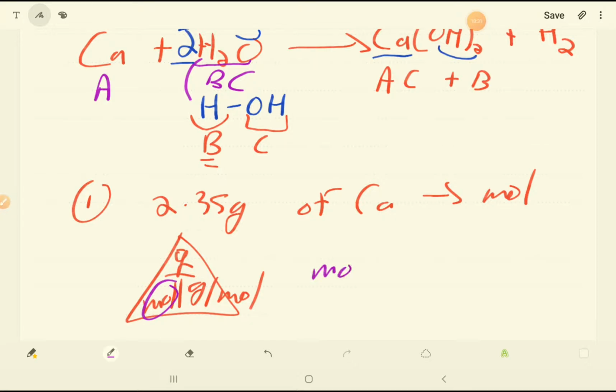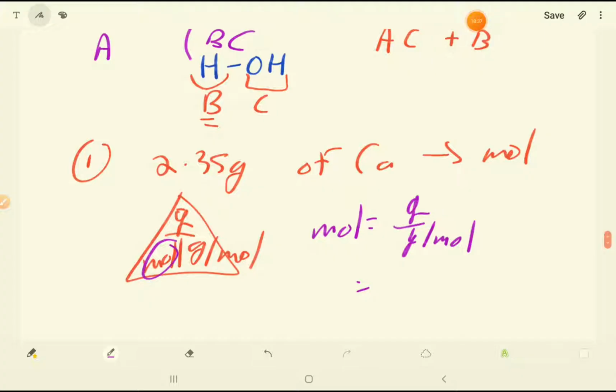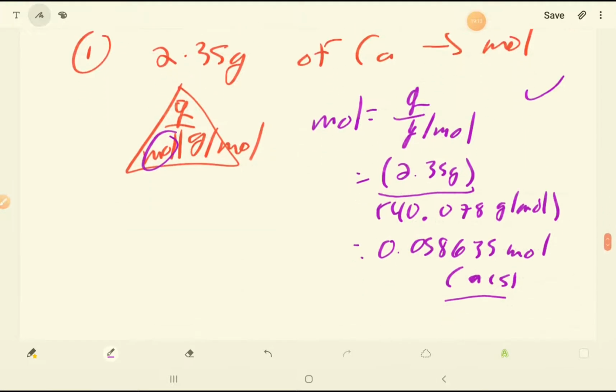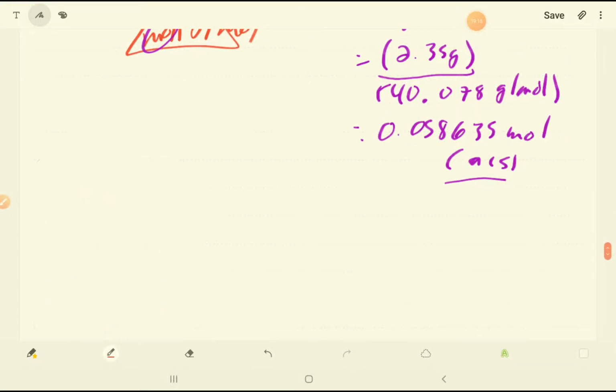it's going to be, according to the triangle, grams over grams per mole. Which when we plug in our values, it's 2.35 grams divided by 40.078 grams per mole. And this comes from the periodic table. And when we plug that in, we end up getting about 0.058635 moles of calcium. So now we've got our moles of our given substance here. The next step is to move on to the stoichiometry calculation.